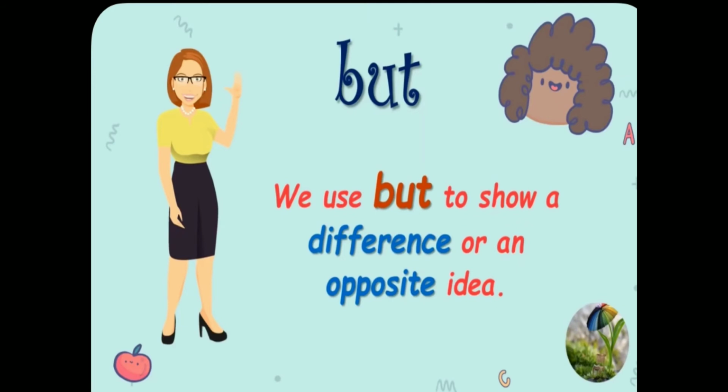Okay, now let's see the second conjunction, that is but. We use but to show a difference or an opposite idea. Remember, but is used to show a difference or an opposite idea. Okay, here are some examples.